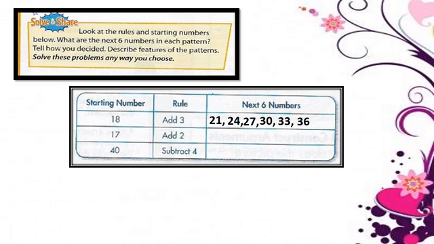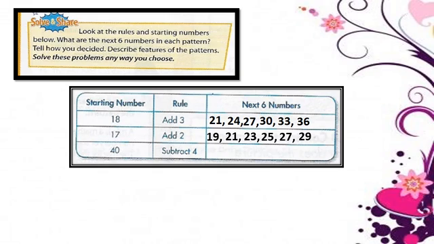Let's proceed to the next number, which is 17. The rule states that you have to add 2. So the starting number is 17, then add 2 to 17. So 17 plus 2 equals 19. Then add 2 to 19, it equals 21. Again, add 2 to 21, it equals 23. 23 plus 2 is 25. Then 25 plus 2 equals 27. And then 27 plus 2 equals 29. Now the second question is already completed.